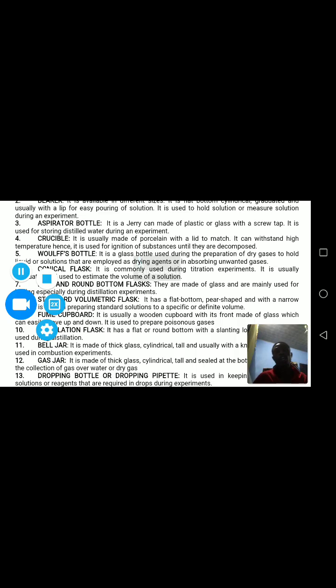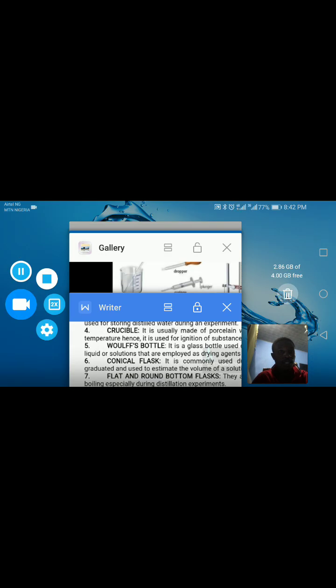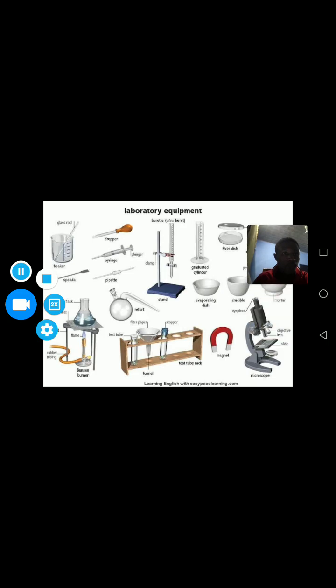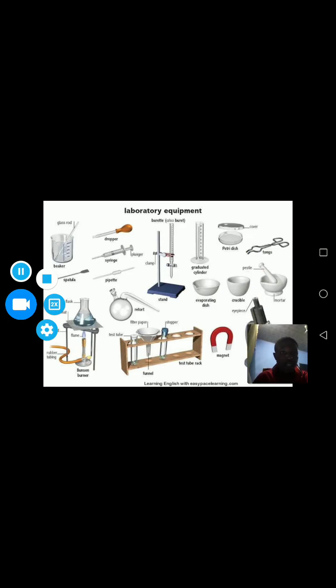Okay, then next one we have here. Aspirator bottle should be there. Let me check the screen. It seems not to be one of the equipment listed here from this picture I got. Okay, problem. Let's move further.